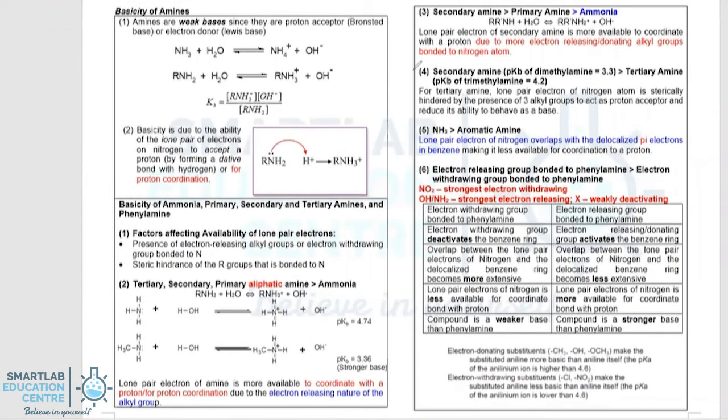Basicity of organic compounds. We'll first compare the basicities among amines, phenylamines, and ammonia. Thereafter, we will expand beyond that. Let's start off with amines.